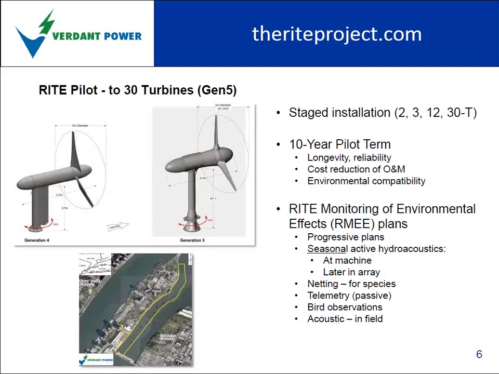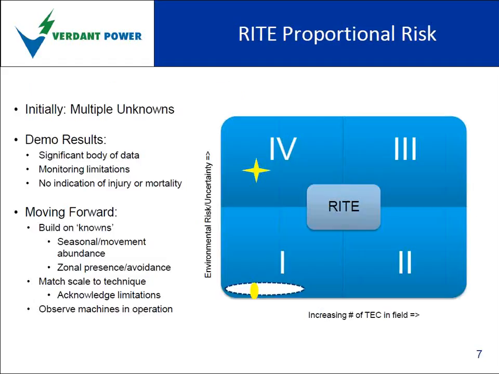And so what we're proposing to do in this 10-year pilot is to conduct longevity and reliability, a cost reduction of O&M, and continue to prove the environmental compatibility. And so what we've proposed in the license application is a suite of environmental effects plans, which are progressive plans based on seasonal deployments of this equipment, and that all work together to try to understand the effects of an array function of the machine. Next slide, please.